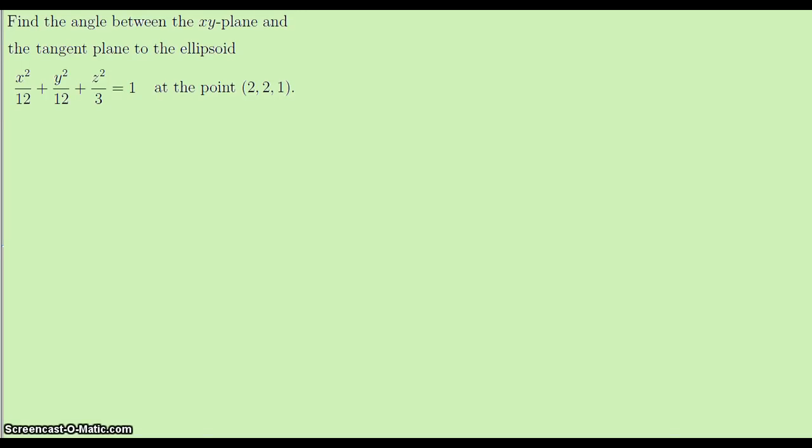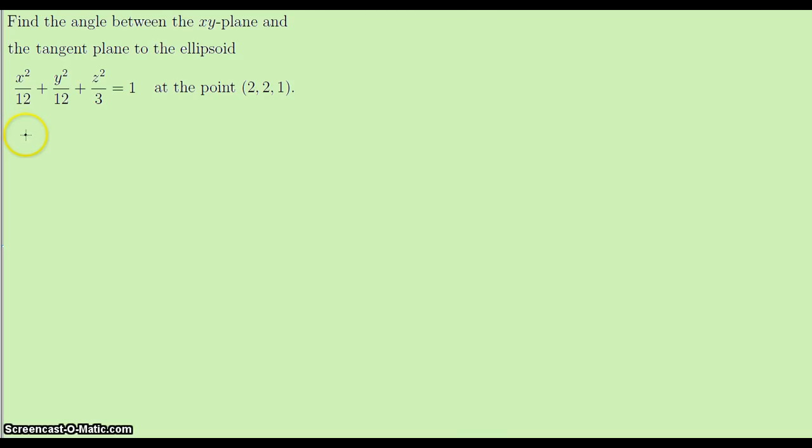Find the angle between the xy plane and the tangent plane to the ellipsoid, given as x squared over 12 plus y squared over 12 plus z squared over 3 equals 1, the tangent plane at the point 2, 2, 1. Let's start off with that. What is the equation of the tangent plane?